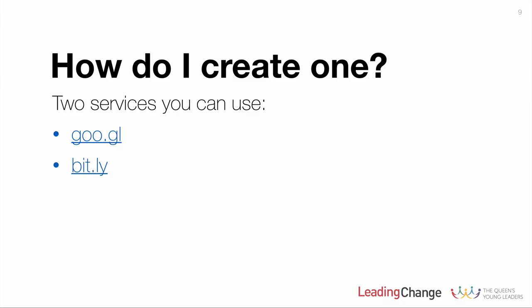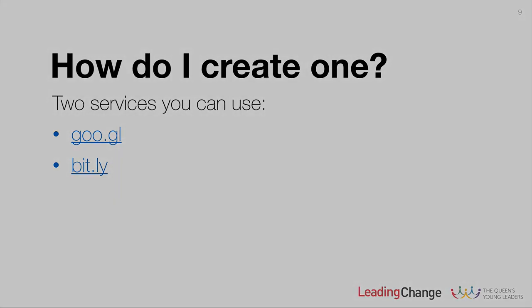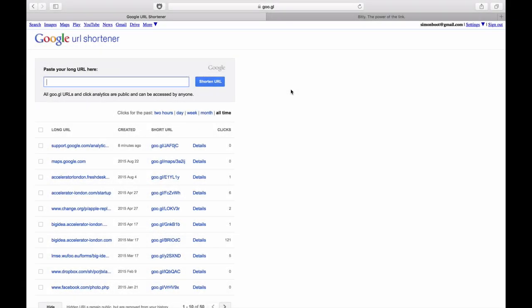Okay, so moving on to the practical part of this session. There are lots of different services you can use to shorten and create trackable links with, but the two of them that we're going to look at really quickly are the Google service, which is goo.gl, and a service called Bitly, bit.ly. Okay, so let's start with the Google service.